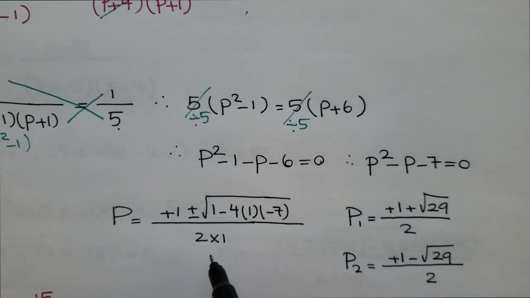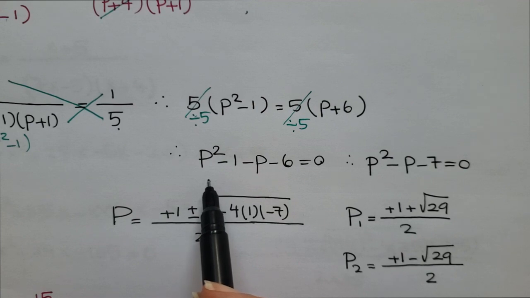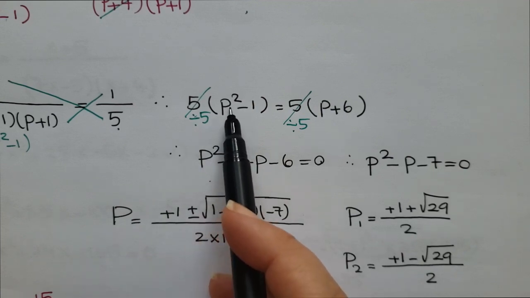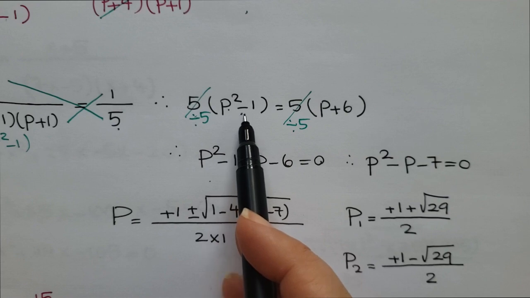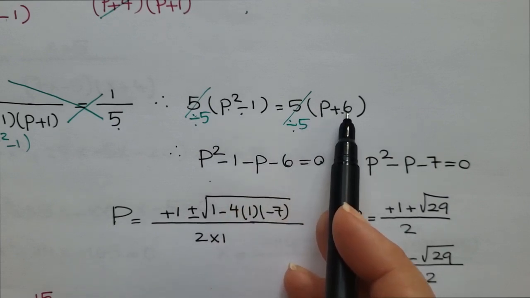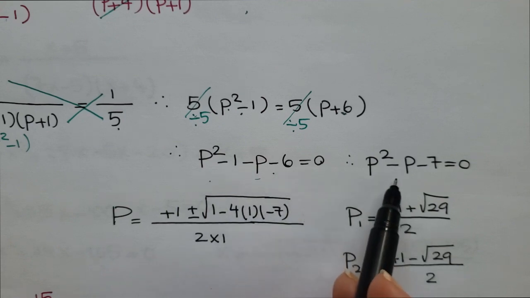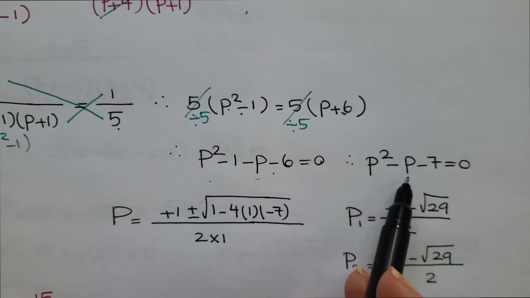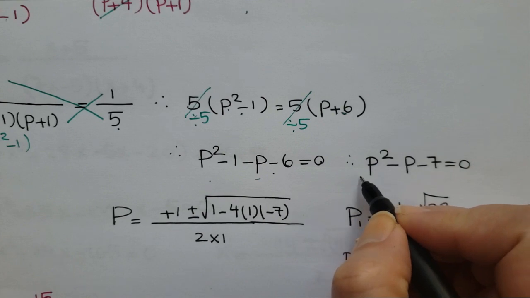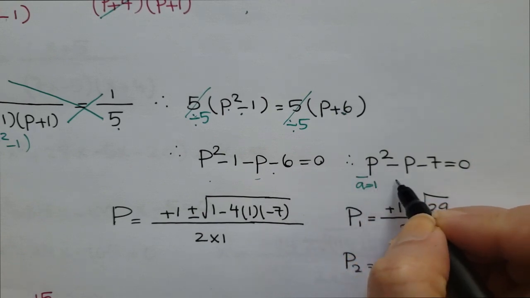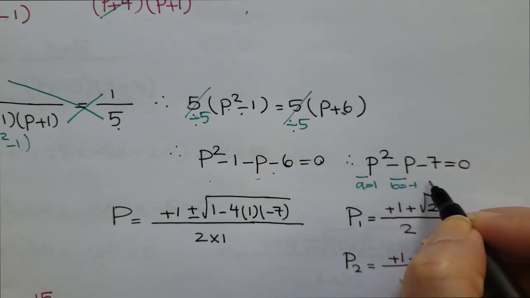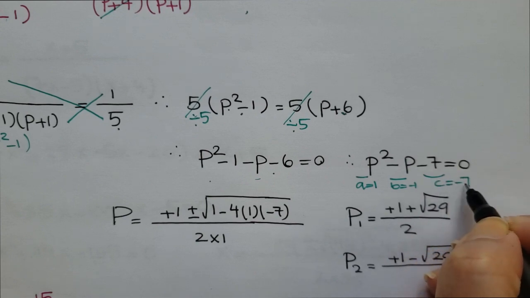Next step would be moving around everything to one side and finding a, b, c to put it in the quadratic formula. So p squared minus 1, then I have p plus 6. It will be moved to the other side, but the sign will flip. After simplification, I have this equation. So let's say here the a is 1, b is -1, c is -7.